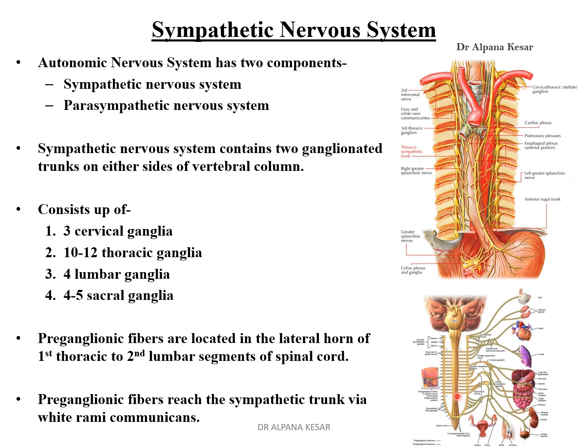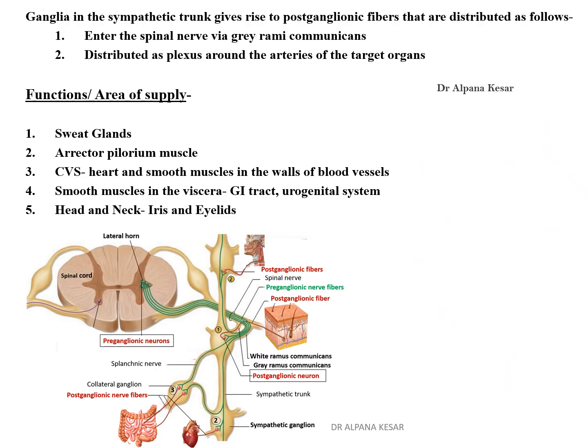spinal cord. Preganglionic fibers reach the sympathetic trunk via the white rami communicans. These are the white rami communicans through which the preganglionic fibers are conveyed from the spinal cord to the ganglia. The preganglionic fibers from the lateral horn of the spinal cord reach the sympathetic ganglia. They synapse on the neurons present in the sympathetic ganglia.